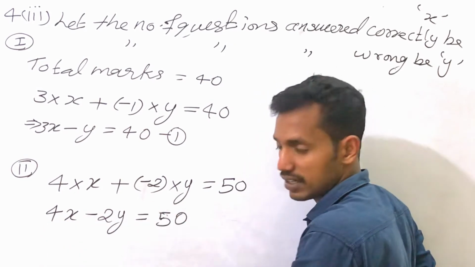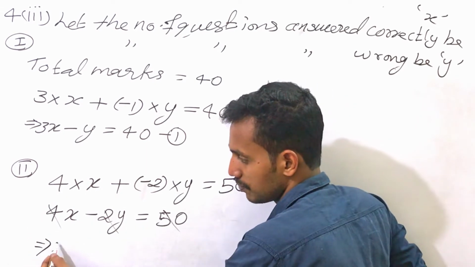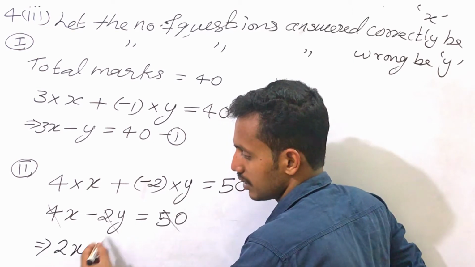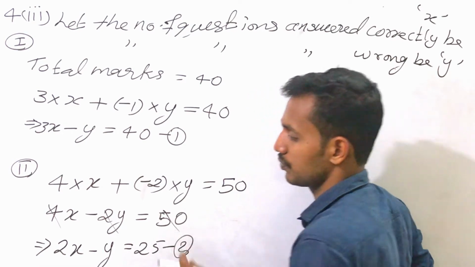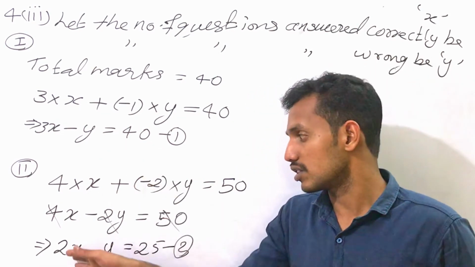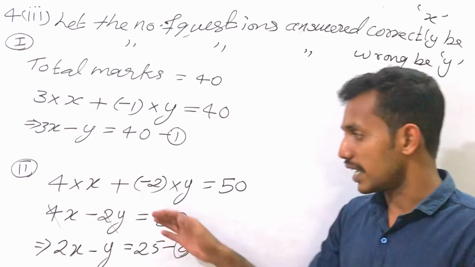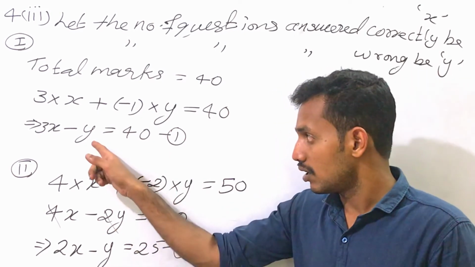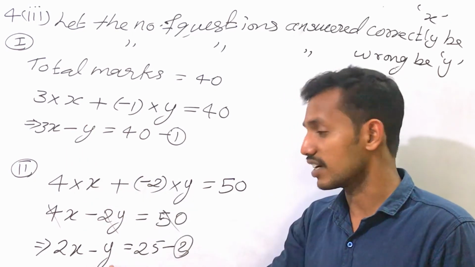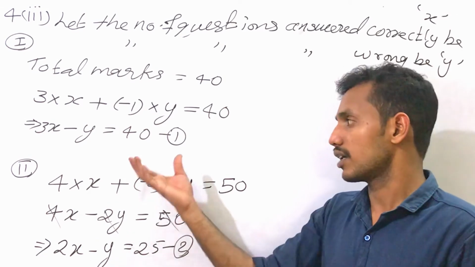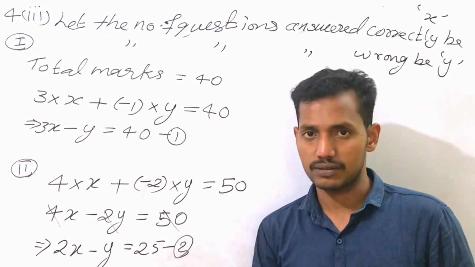Again 2 is common, we can simplify this equation. What do we get? 2 cancels. We will get 2X minus Y is equal to 25. Equation number 2. So these are two linear equations in two variables. We can solve these equations by any algebraic method. Here the elimination method is more suitable because the coefficient of Y is already equal. So we can solve it by elimination method or any other method. Clear?